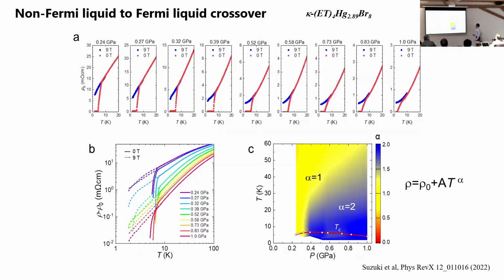Okay, this is the temperature exponent of the normal state resistivity. Let's take a look at this figure, the temperature and pressures and the exponent. The yellow color means the exponent is unity, so non-Fermi liquid. And this non-Fermi liquid sharply changes to the Fermi liquid region.